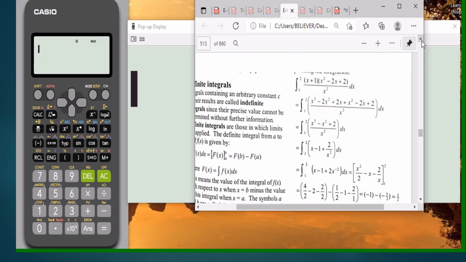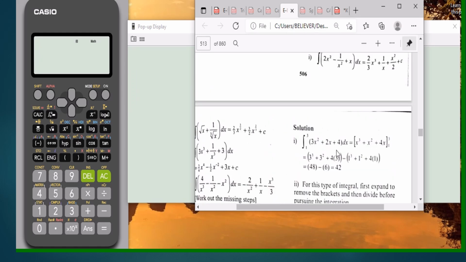This is how the solution is. You will integrate the function 3x squared plus 2x plus 4. You integrate that function, and this is the result we are going to get. Then this is the limit, the lower and the upper limit over here, 1 and 3. Alright, so this is how it is being done.